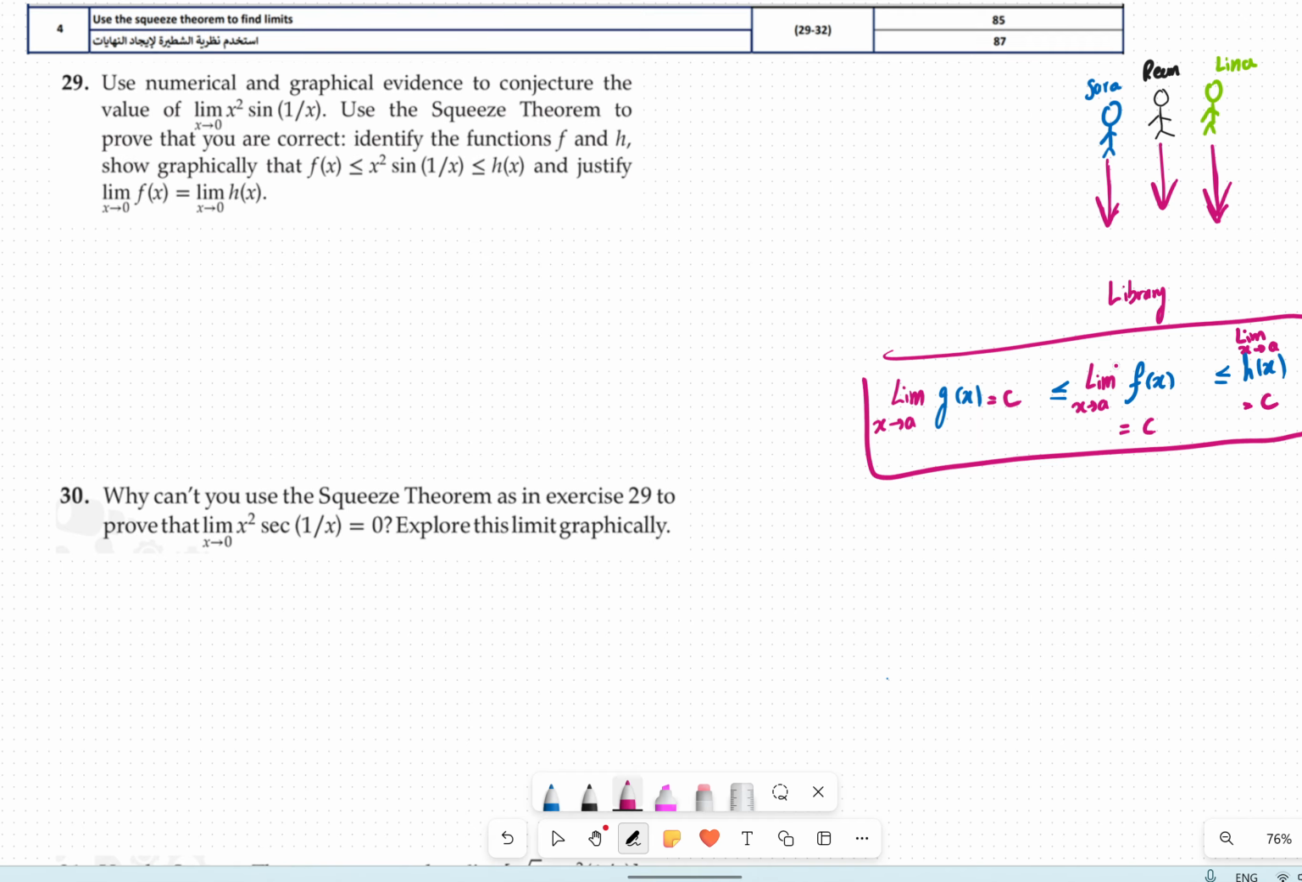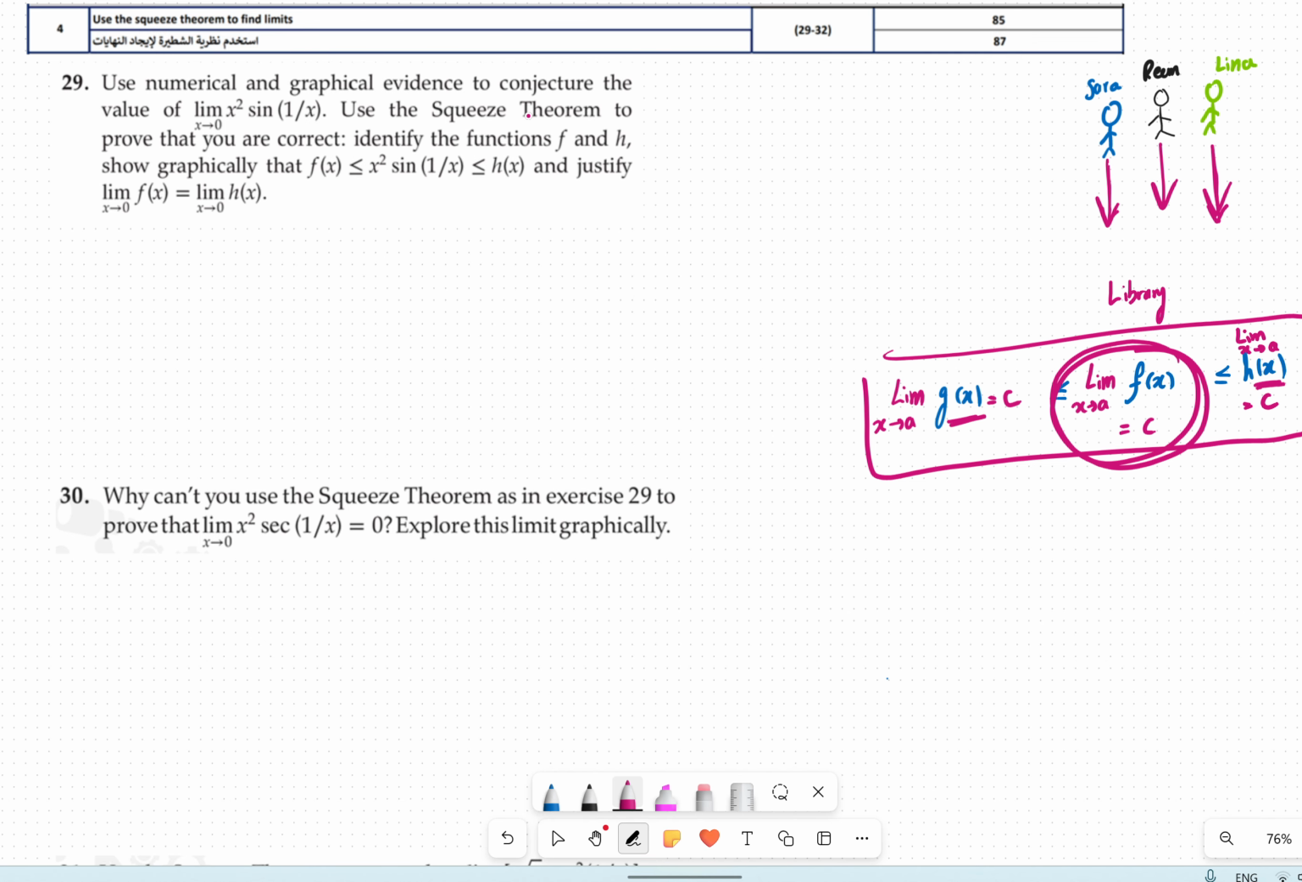It's like you are squeezing a function between two other functions such that if I know where this one went, and I know where this one went, then I can conclude where this one went. So let's look at examples and how to solve using the squeeze theorem.